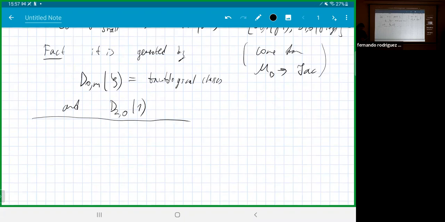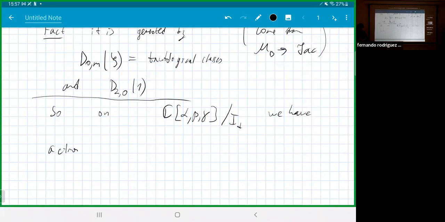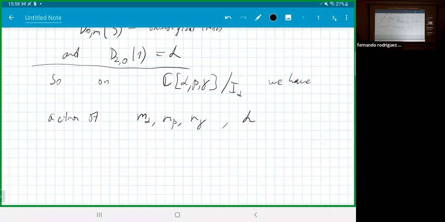So this means that this alpha beta gamma model was an ideal. We have action of these operators: multiplication by alpha, multiplication by beta, multiplication by gamma, and some operator L, which corresponds to this D to 0, 1. Okay. And we want to extract some information about it.